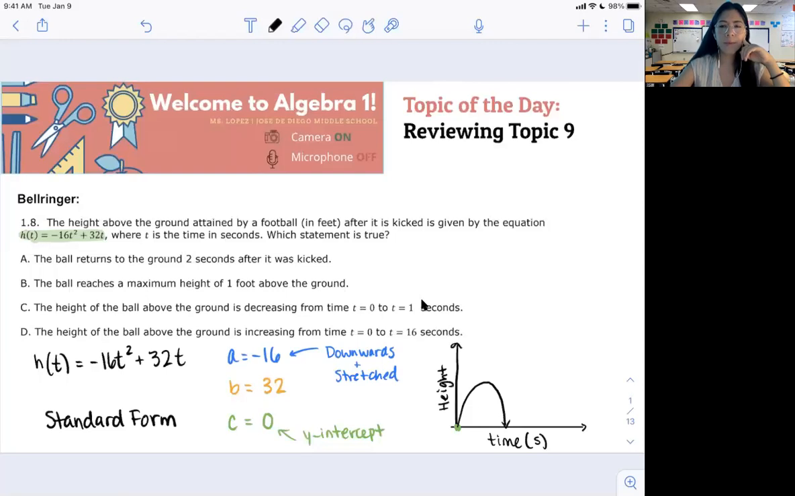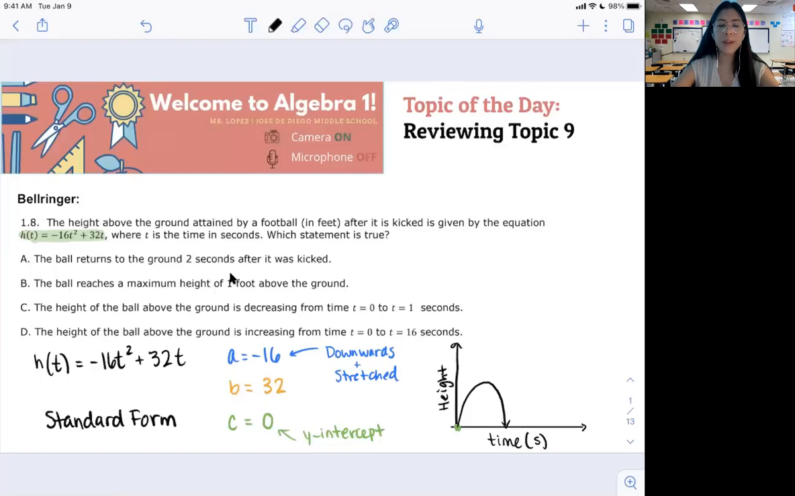Is that reasonable? 1 foot above the ground. That's like this much. Yes, it could happen. It would be a pretty bad kick. Maybe it was a little child or a toddler doing it, but it's still reasonable.